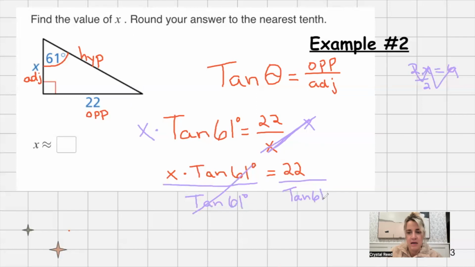All right, and now is when you have to use a calculator for this, okay? I want you all to please use Desmos, because that way I know you're in the right mode and everything for this. So 22 divided by tan 61, we're going to use Desmos. I'm going to show you how to do that.